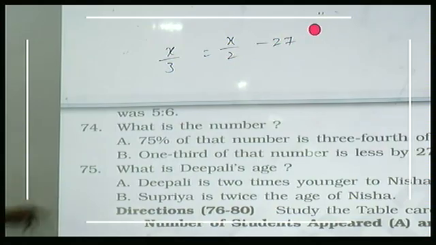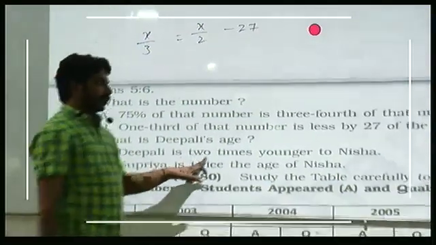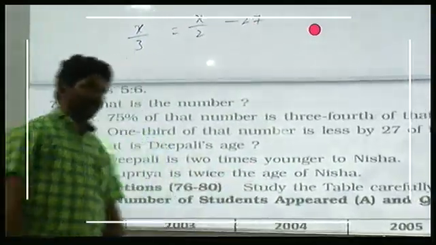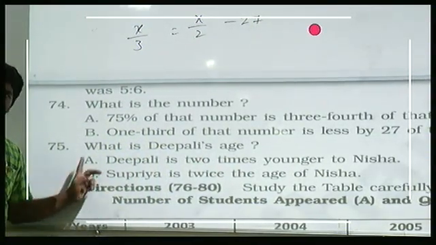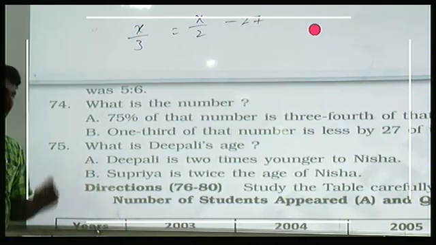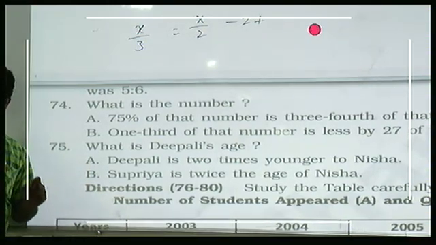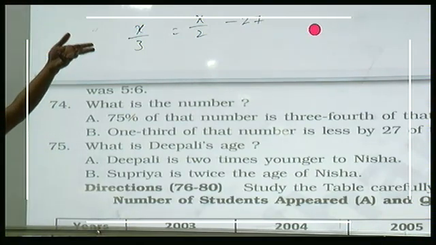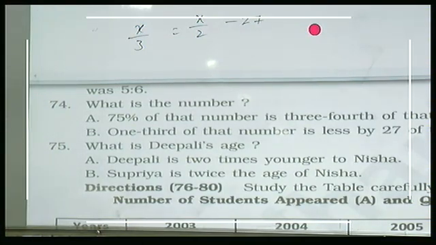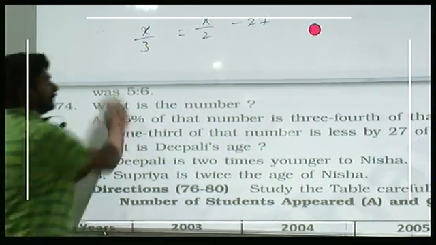Next, 75. What is Deepali's age? Deepali is 2 times younger than Nisha. A alone is not sufficient. Supriya is twice the age of Nisha. No, 1 and 2 together? No. There is no information regarding number of years. If they had given something like 2 years back or after 2 years, you could generate from that. If it is given only in the present, we can't compare, we can't say in years.